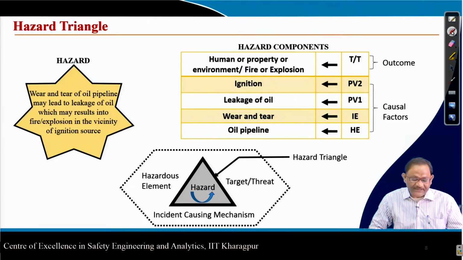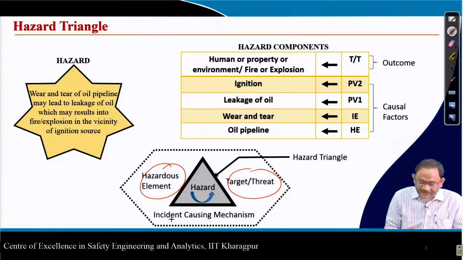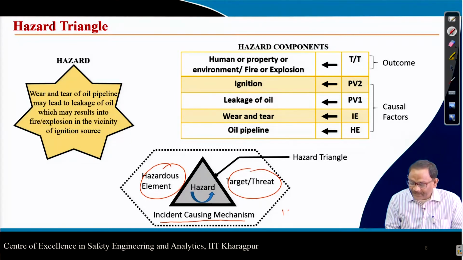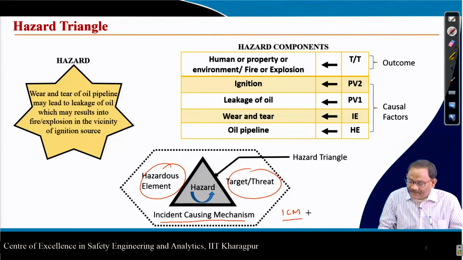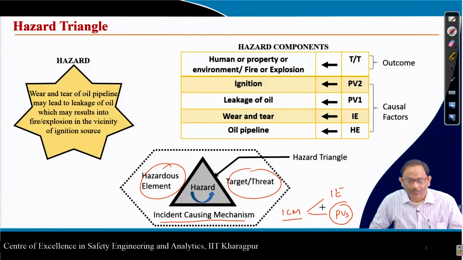Erickson says that hazard triangle comprises hazardous element, initiating mechanisms, and target and threat. We have adopted hazardous element and target and threat, fine. But instead of initiating mechanism, we are saying incident causing mechanism, ICM, which basically is composed of initiating event and several pivotal events. The pivotal events may be one or more than one.